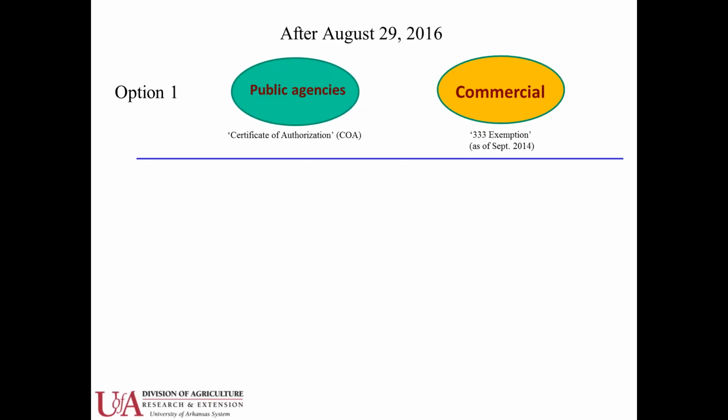But let's get back to the public and commercial users. After August 29th, you essentially have two options for flying legally. So let's focus on option number one. Option number 1 for public users would be to pursue a COA. For commercial users, to apply for a 333 waiver, which would eventually proceed to a COA. In reality, a 333 waiver is now a moot point and really just has passed and has gone to the side.